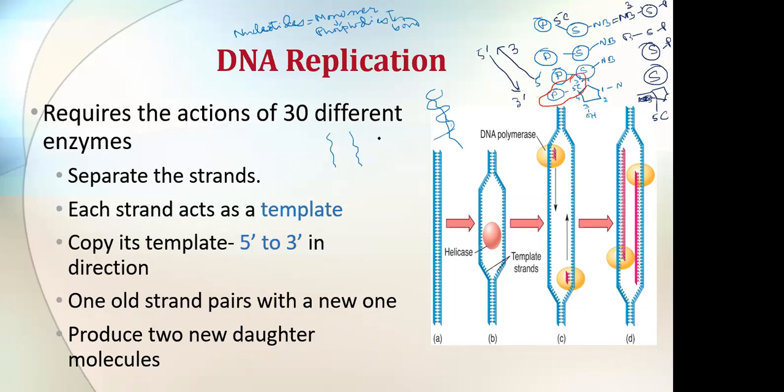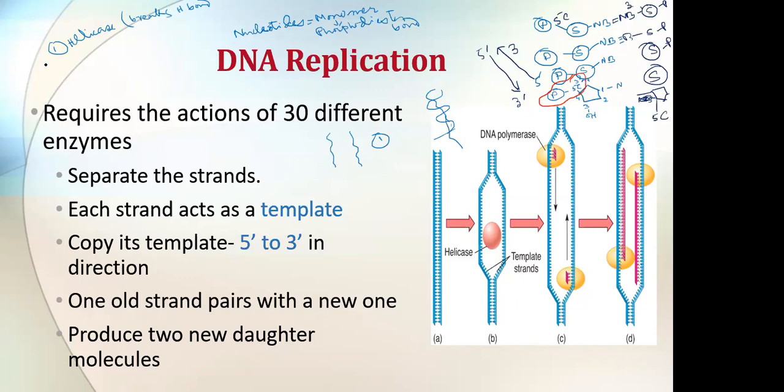Okay, so that's the first step, that both the strands get separated from each other. And to do that, remember over here we have hydrogen bonds. So we have to break those hydrogen bonds to separate these two strands. One enzyme, called helicase, actually breaks these hydrogen bonds. And as a result, the two strands get separated from each other.